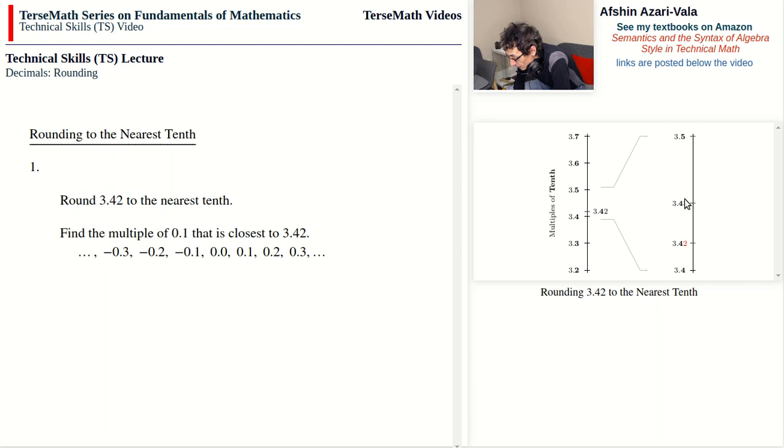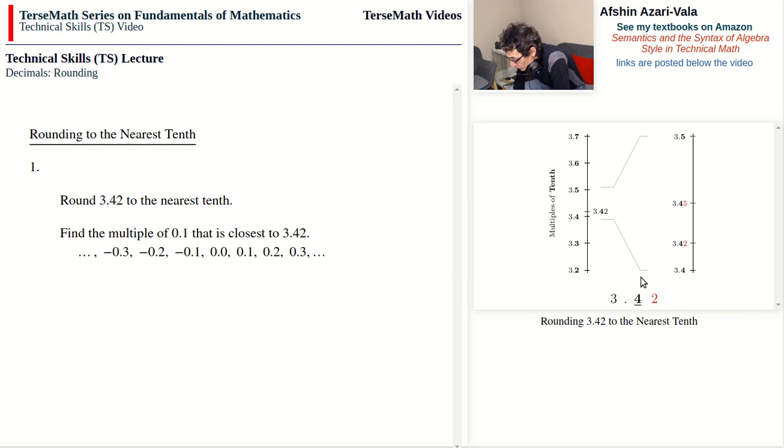And if we take a look at how it compares to 3.45, which is halfway, then we notice that it's below the halfway point. And again, rounding to the nearest tenth, we take a look at one digit that follows. And if it's less than 5, we are below the halfway point. If it's more than 5, we are above the halfway point. In this case, we are below the halfway point, and therefore when we round, we get 3.4.